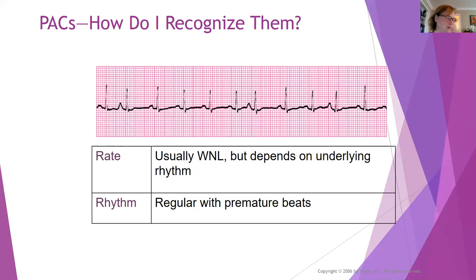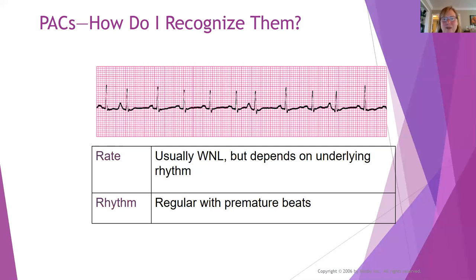So that may change. You never know. But we'll see. So PACs, at this point, we're saying the rate is typically within normal limits, and that could be 60 to 100. All things being equal, they don't have to only come when we see a normal sinus rhythm or a rhythm between 60 and 100, but most often that's when we see it.